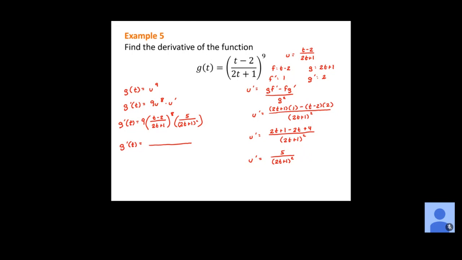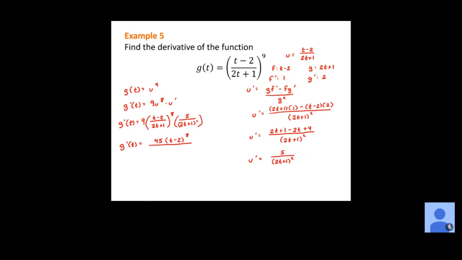So let's just start with the numbers here. We have a 9 and we have a 5. We can multiply those together. So what's that going to give us? 45, right? So we're definitely going to have a 45 here. And now the t minus 2 is in the numerator, but it's technically being raised to what power? The 8th, right? So this is just going to be t minus 2 to the 8th power.